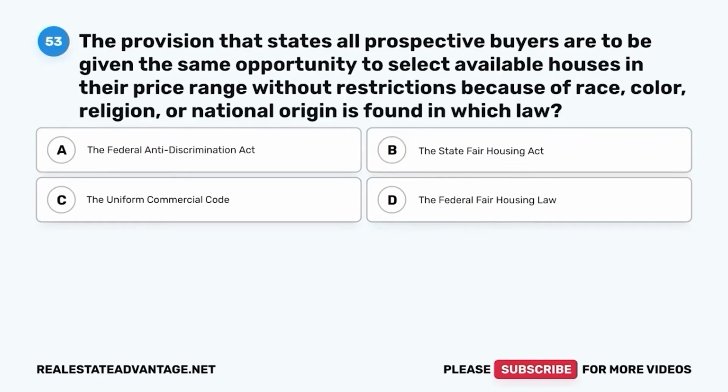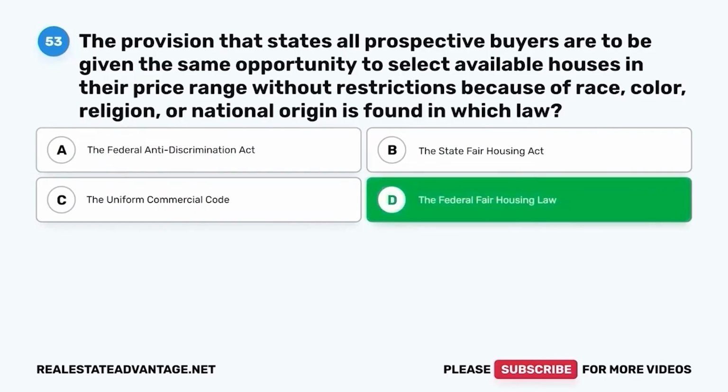Question 53. The provision that states all prospective buyers are to be given the same opportunity to select available houses in their price range without restrictions because of race, color, religion, or national origin is found in which law? A. The Federal Anti-Discrimination Act. B. The State Fair Housing Act. C. The Uniform Commercial Code. D. The Federal Fair Housing Law. The correct answer is D. The Federal Fair Housing Law.